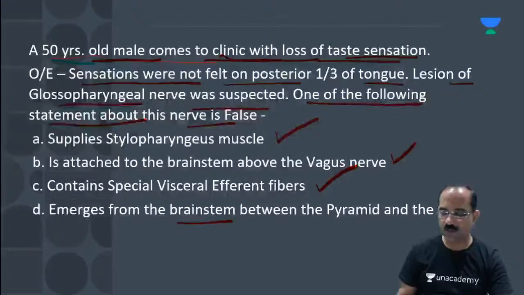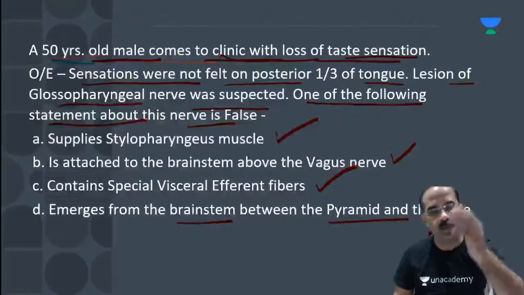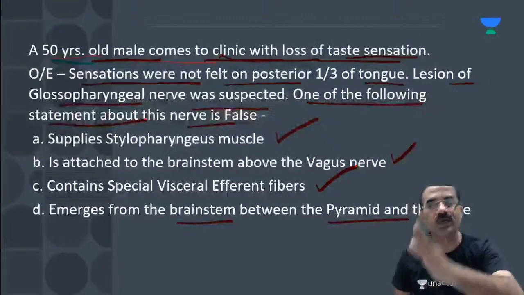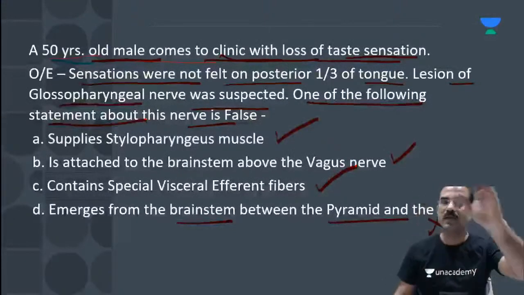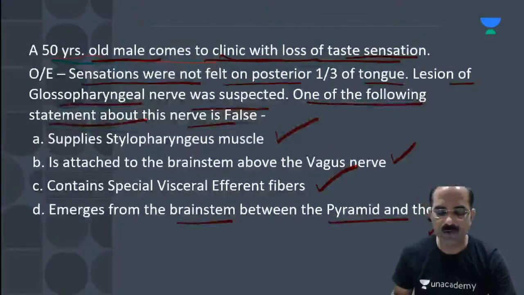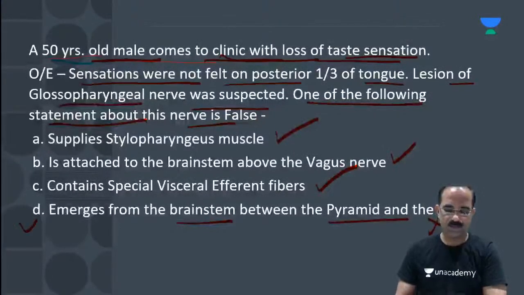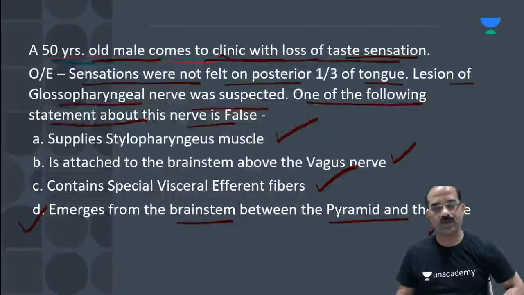It emerges from the brainstem between the pyramids and the olives. That's wrong. It emerges from the brainstem between the olives and the inferior cerebellar peduncle. That's it. So the answer is D for this. Clear to all of you? Any doubts?